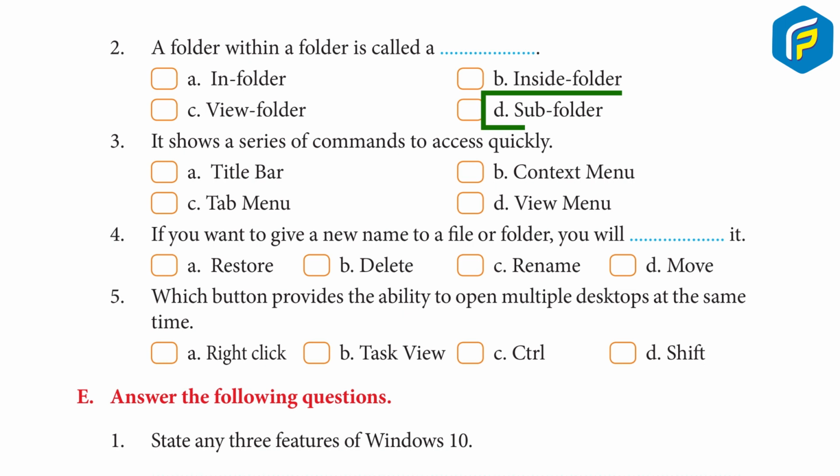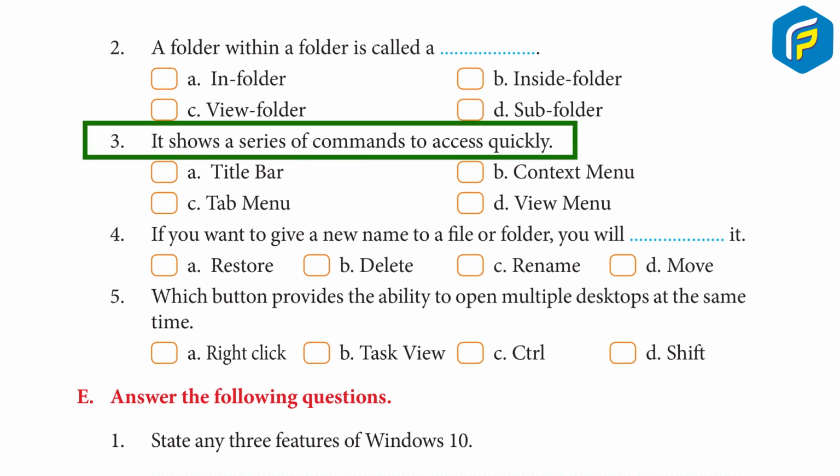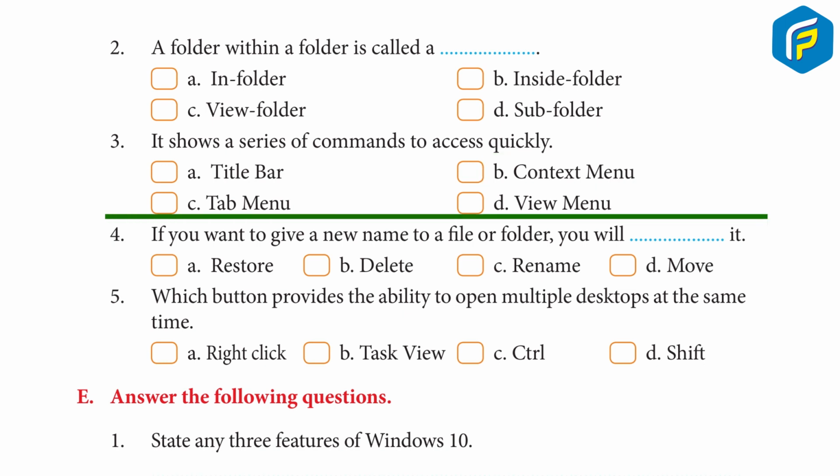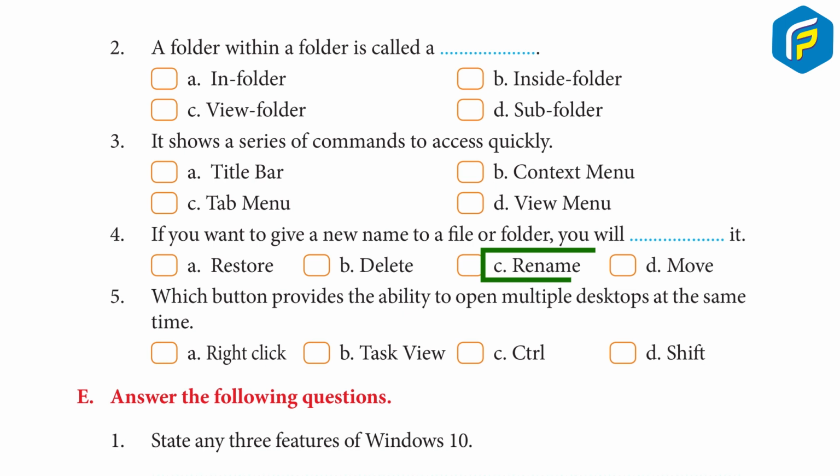Answer: D. Subfolder. 3. It shows a series of commands to access quickly. A. Title bar. B. Context menu. C. Tab menu. D. View menu. Answer: B. Context menu. 4. If you want to give a new name to a file or folder, you will dash it. A. Restore. B. Delete. C. Rename. D. Move. Answer: C.